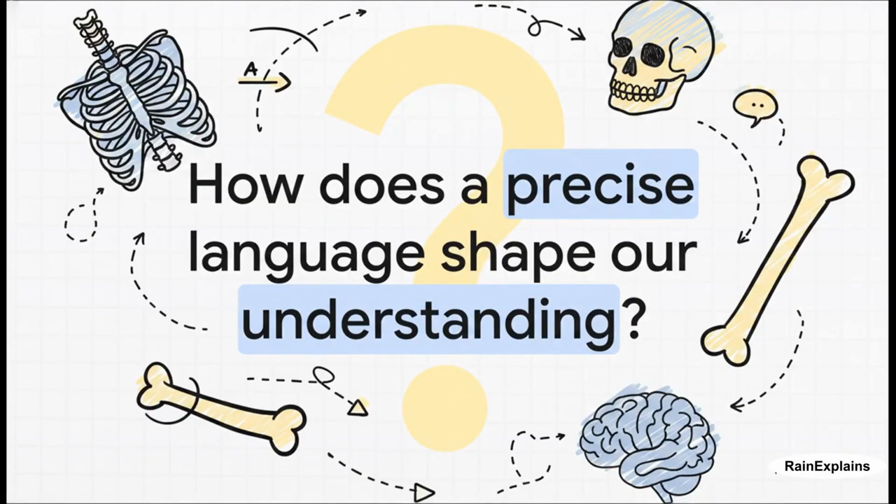To wrap up today's explainer, I want to leave you with a bit of a provocative thought. We usually just think of anatomy as bones and tissues, but consider this. How does a unified, precise language shape not just clinical medicine, but our fundamental understanding of the human machine itself? By putting words to these spatial relationships, we don't just describe the body, we conceptually organize it.